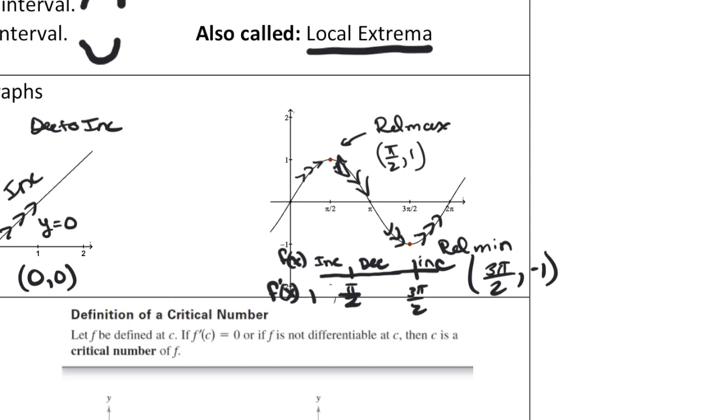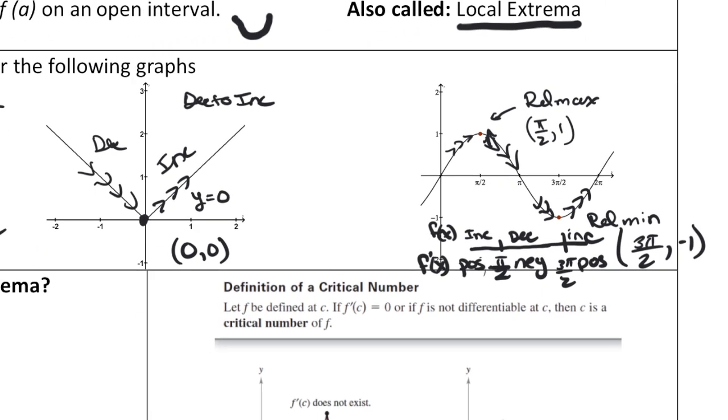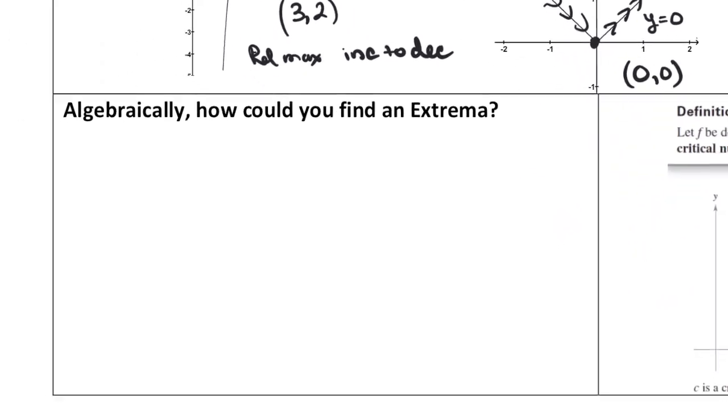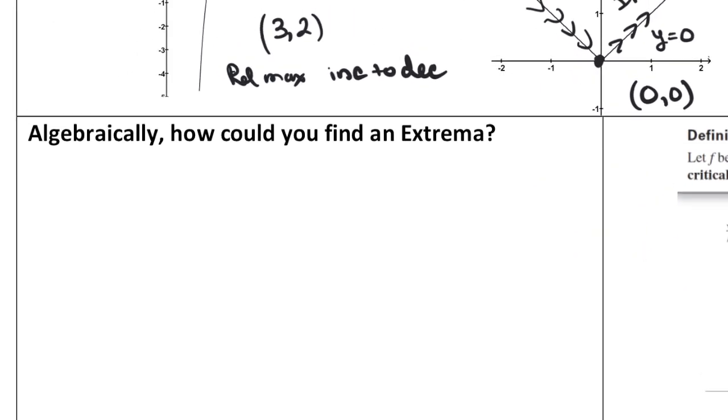F prime of x is positive, and then negative, and then positive. So we're going to use the derivatives to tell where the function is increasing and decreasing, and that will also tell us where our relative mins and relative maxes will occur. So algebraically, how do we find the extrema?